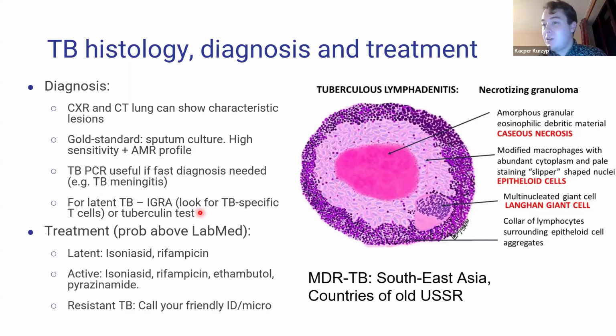It checks for T cell responses to TB. Or there is the tuberculin test, but it's older and not used much because it's non-specific. It will, for example, react if somebody has been vaccinated against BCG. IGRA is specific to TB. Treatment, essentially you have 4 antibiotics. If it's resistant, it's above your pay grade. Even as a doctor, you call your ID and micro.